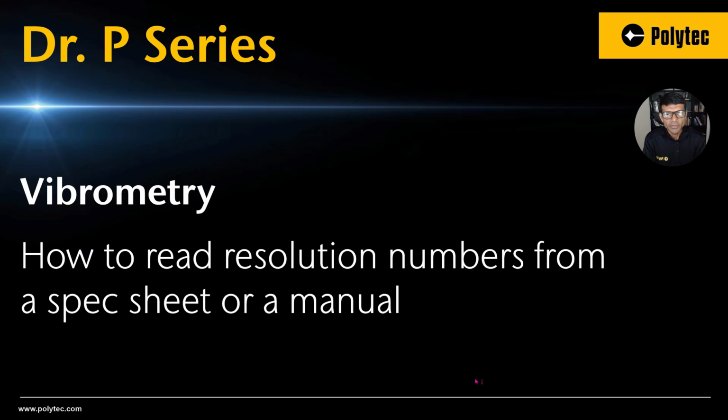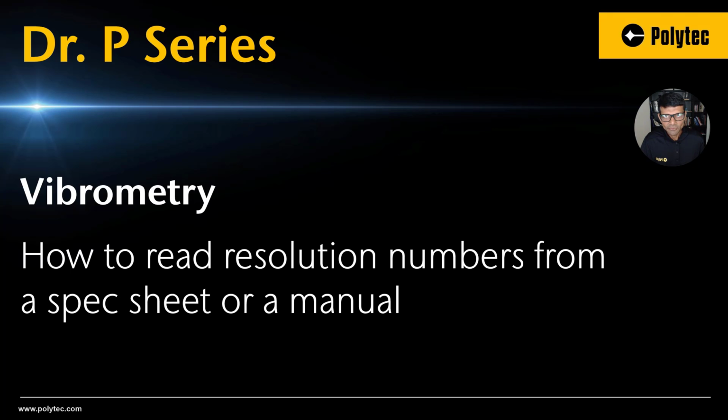Hello everyone. You'll often see the resolution numbers given in terms of a velocity over square root of hertz. Now, how do you make sense of it? Meaning, what does it mean in terms of time domain or frequency domain? What does it mean in terms of actual velocity or displacement? That's what we want to go through.